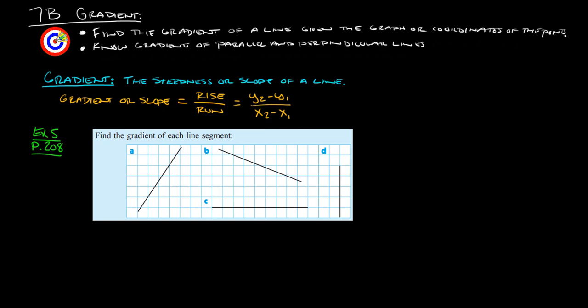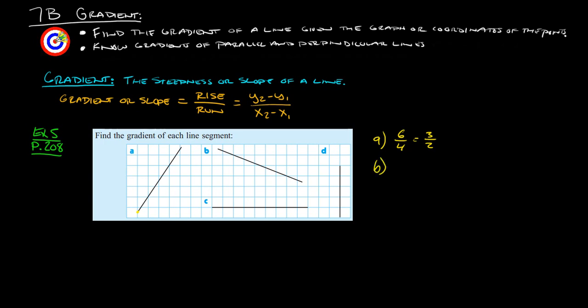What I always like to do is start on the left and go from left to right. If I start right here at this point, I go up 1, 2, 3, 4, 5, 6, it looks like, and then over 1, 2, 3, 4. So for A, it's going to be up 6 over 4, which is 3 halves, or 1.5 for A.